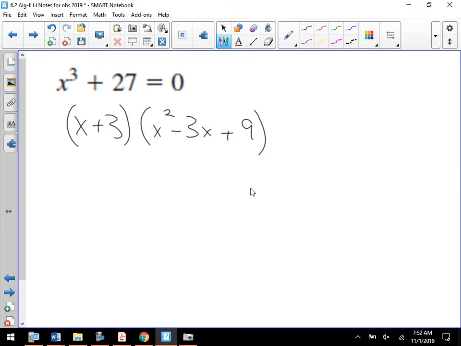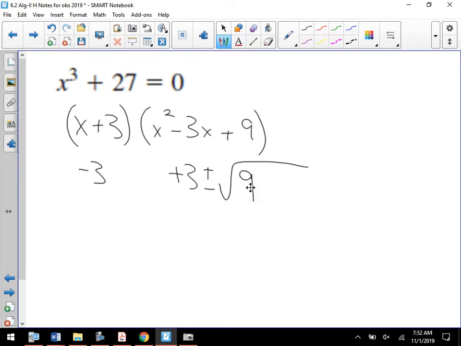The only real zero you're going to get is at -3. The other one you have to use quadratic formula. Okay? If you want to complete the square, go for it, but it just takes too long. Quadratic formula is real quick. Opposite of b plus or minus the square root.